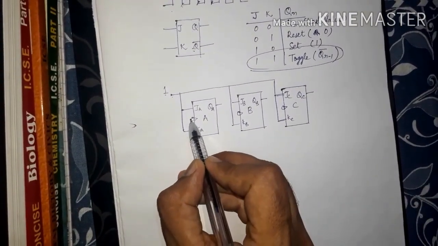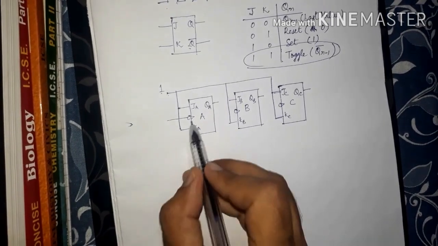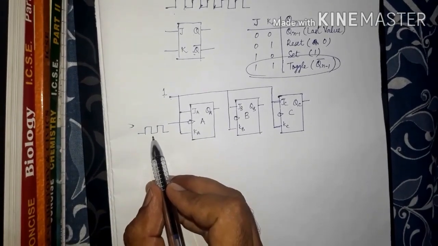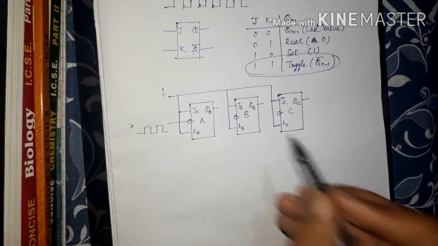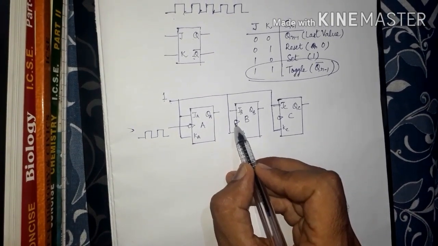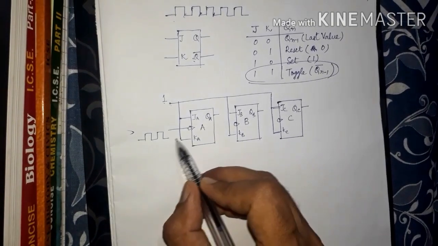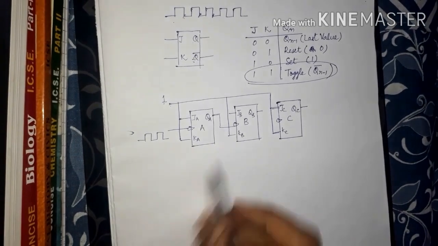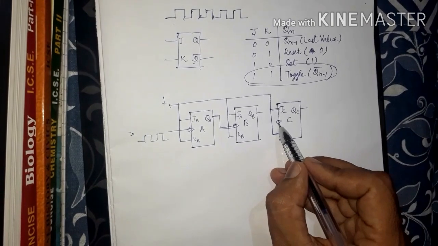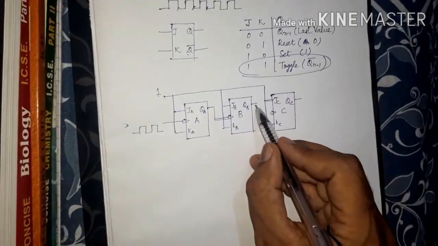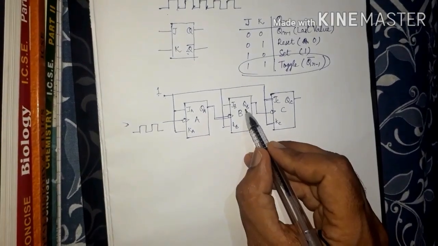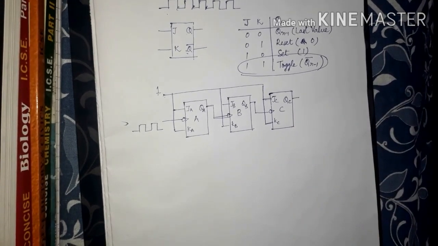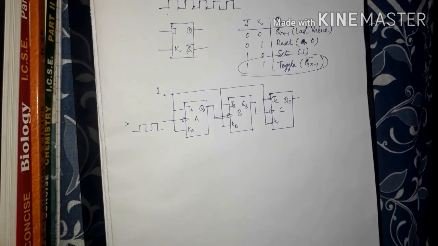So now let's complete the circuit. The clock signal of the first flip-flop is provided the actual clock pulse, the clock pulse whose clock cycles we are to count. The clock signal of the second flip-flop B is not provided the same clock pulse. It is provided the output of its previous flip-flop. Similarly, the clock signal of the C flip-flop is fed the output of its previous flip-flop, that is QB, and this is the final output. So now these are the circuit connections.